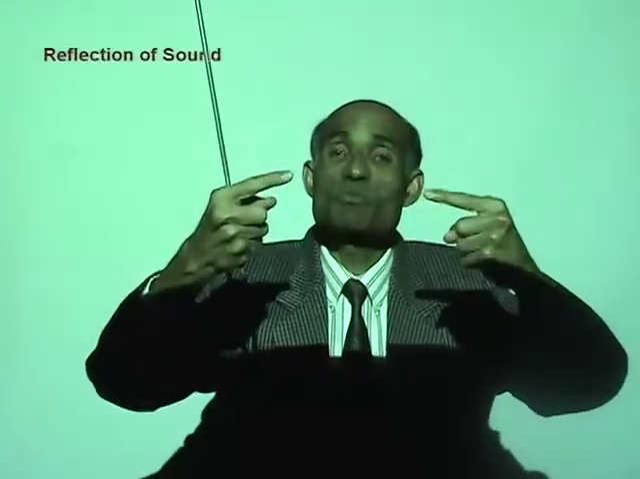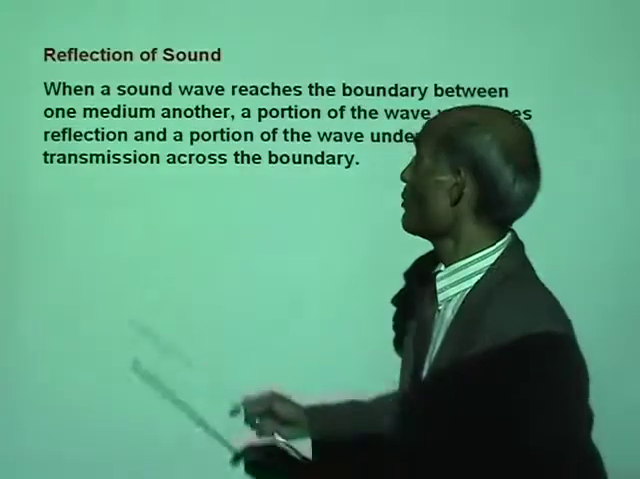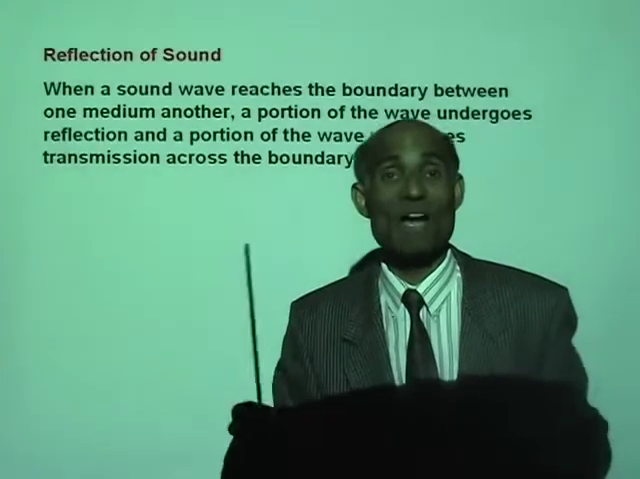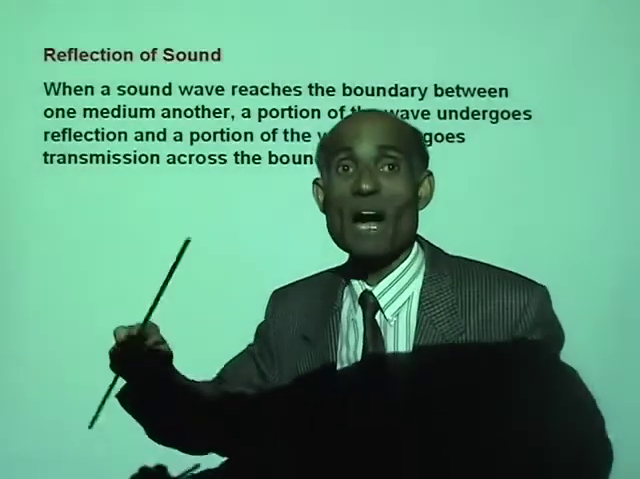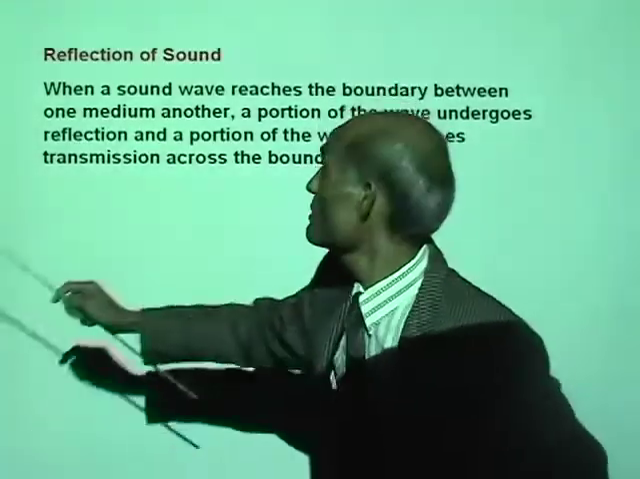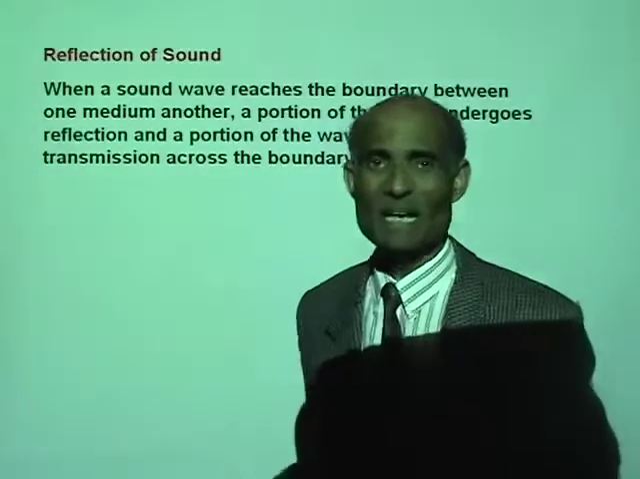Alright, let's now talk about reflection of sound. How does sound get reflected? When I speak in this room, actually the sound gets reflected from the walls. And what you actually hear is a superposition of the sound I produced and the sound that gets reflected from the walls. Now, when a sound wave reaches the boundary between one medium and the other, a portion of the wave undergoes reflection and another portion goes into the medium or it gets transmitted.